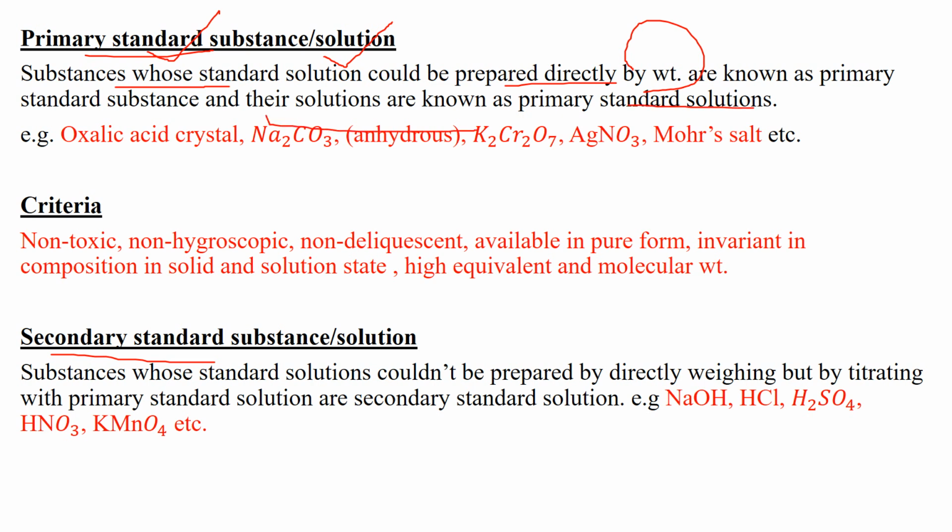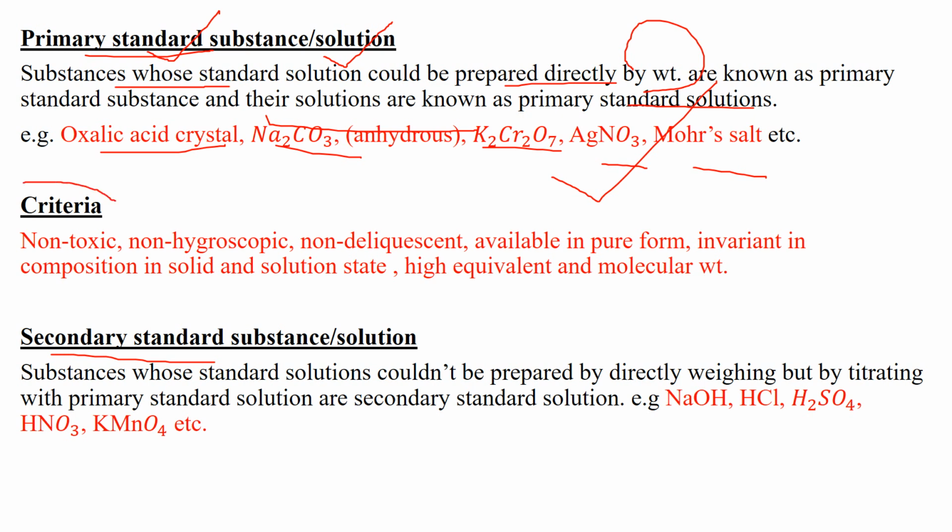By weighing the required amount, we can easily prepare the solution of a primary standard substance. For example, oxalic acid, sodium carbonate, potassium dichromate, silver nitrate, and Mohr salt are known as primary standard substances, and their solutions are known as primary standard solutions.